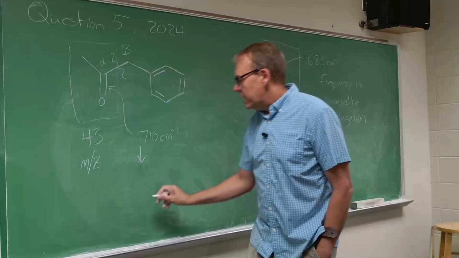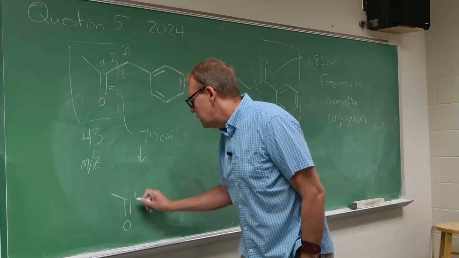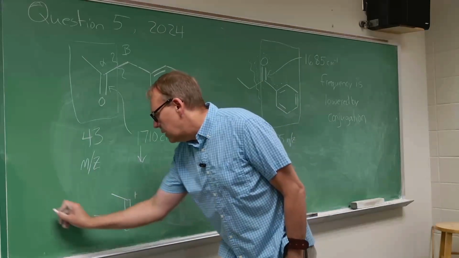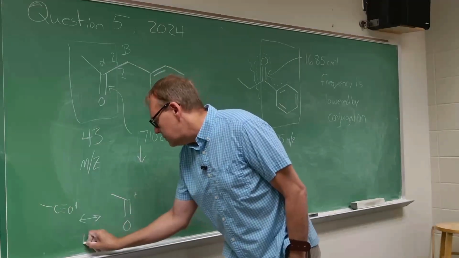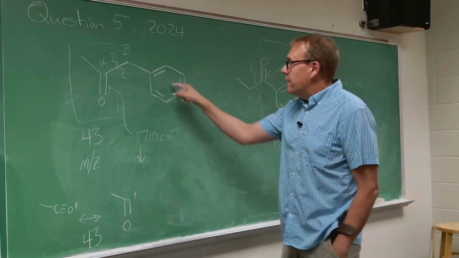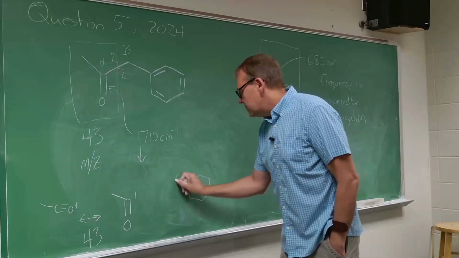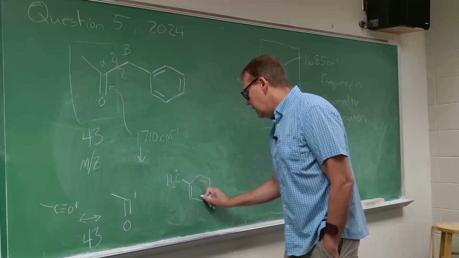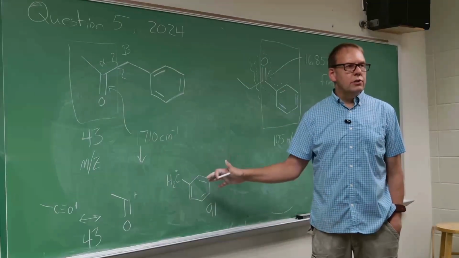Here are the exact pieces that you get. You get this piece, which has a resonance structure that looks like that. So these fragments weigh 43 and they give a peak. And then the other piece here would be this benzene ring with the CH2 group on it, and the CH2 has a dot. And this weighs 91, but you don't see a peak at 91 because it's not charged.